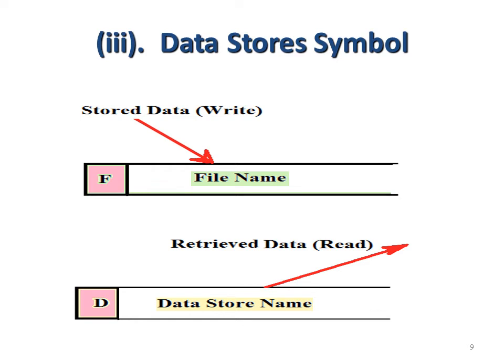Data stores, as you can see here. When an arrow goes into the data store, it means we are storing the data, which means we are writing to the database or to the file. When the arrow comes out of the data store, it means we are reading or retrieving data from the data file or the database.